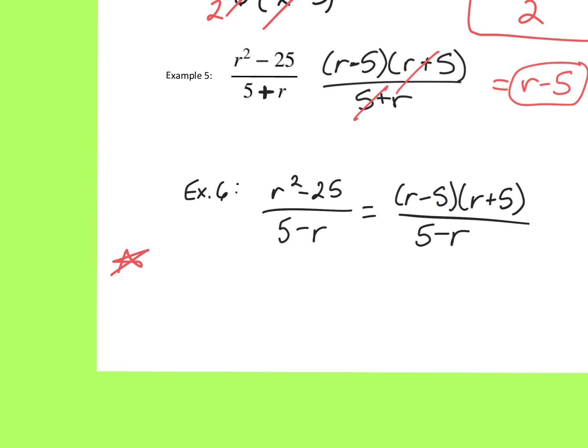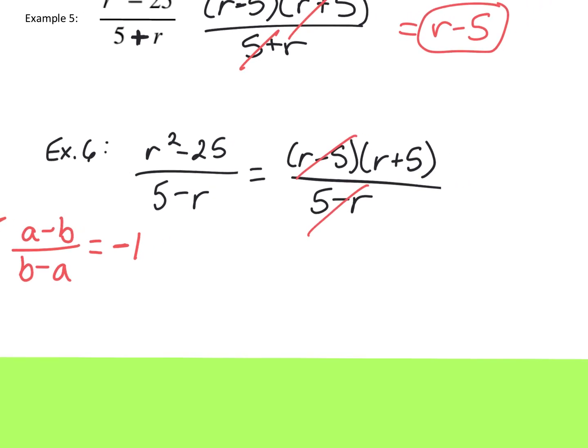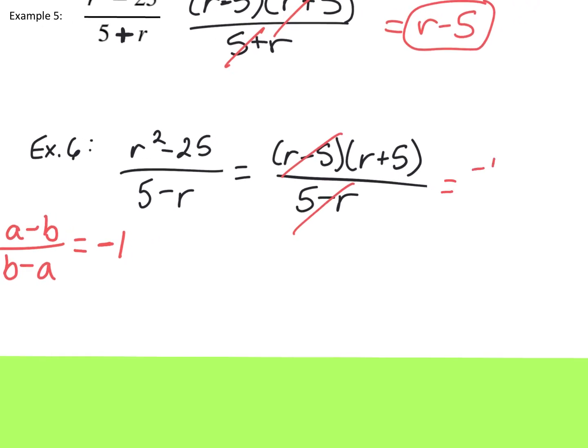There is a rule: a minus b over b minus a equals -1. So here it would be r plus 5 over -1. You can cross off r minus 5 and 5 minus r and make that just a -1 times r plus 5. And that's my answer.